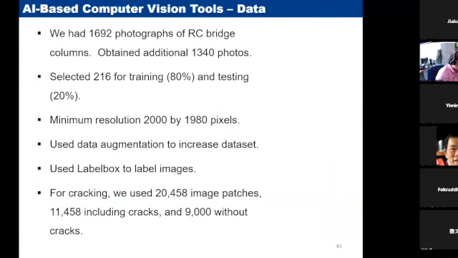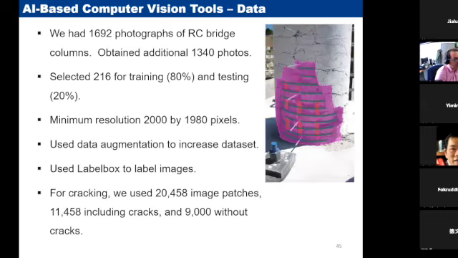We had around 1,700 photos of RC bridge columns tested in laboratories. Then my colleagues kindly donated more than 1,300 pictures of the columns that they tested, and I really appreciate their kind contribution. And then we selected more than 200 of those, used 80% for training and 20% for testing. And we went through each of those selected columns. Each had different damage: cracking, spalling, exposed bar, longitudinal, transverse bar. So we manually labeled all of those for training purposes.